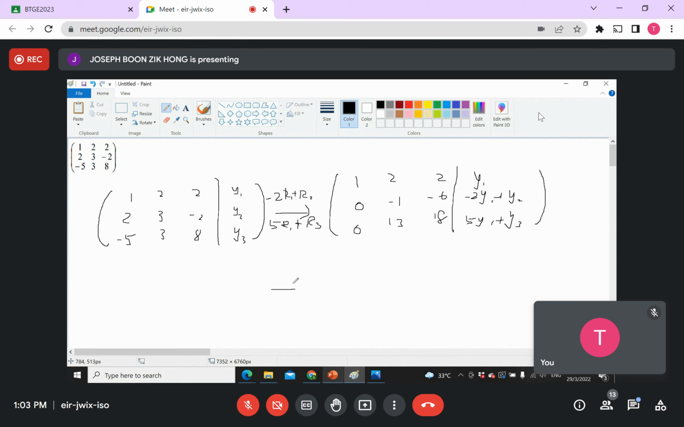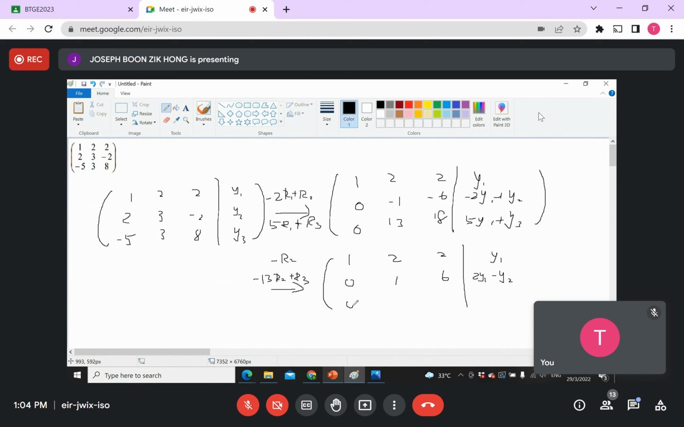Okay, and then this one will become -r2 because I need the positive. Okay, and then after that, -r2. Sorry, negative of 13 r2 plus r3. So that means it will become 1, 2, 2, y1, and then 0, 1, 6, 2y1 minus y2.